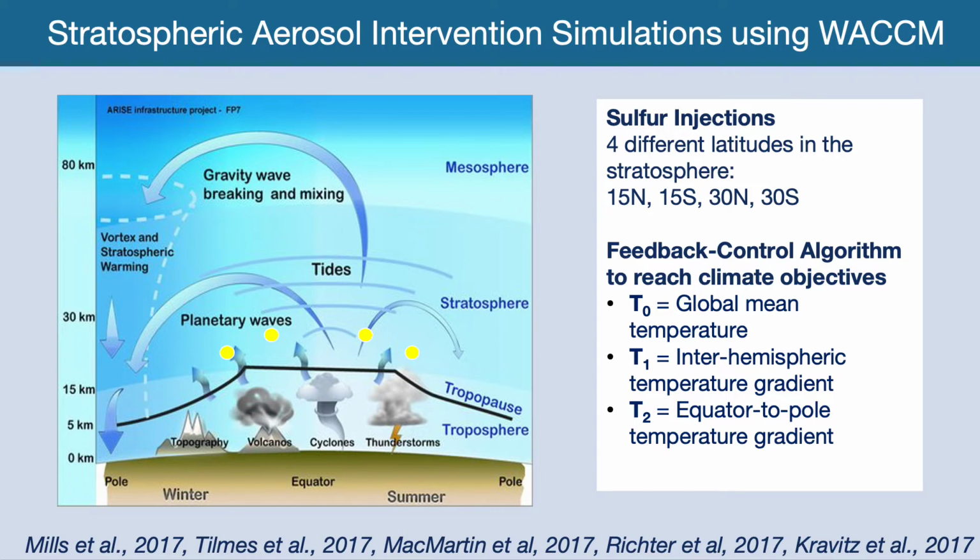Those goals include global surface temperature, as well as interhemispheric and pole-to-equator temperature gradients. In order to reach those targets, a feedback control algorithm has been applied to adjust the amount of injections at each of the locations. This is done because it has been shown that reaching those temperature targets can help to reduce some of the side effects of stratospheric aerosol intervention.